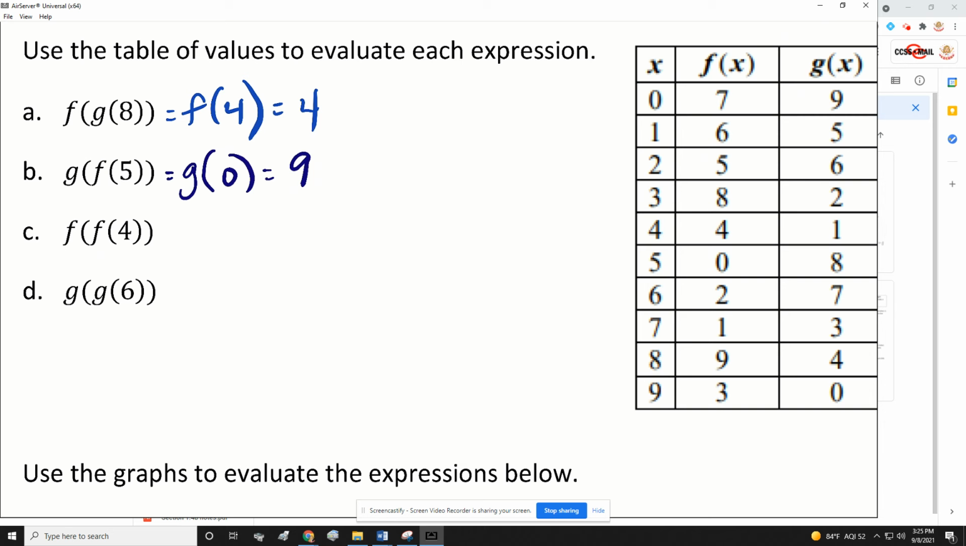All right. Let's go to f of f of 4. So we'll start with f of 4. When x is 4, f is also 4. And then we just end up doing that again. F of 4 is going to be 4. Right. And then g of g of 6. So we'll start with g of 6. When x is 6, g is 7. Okay. And then when x is 7, g is 3.